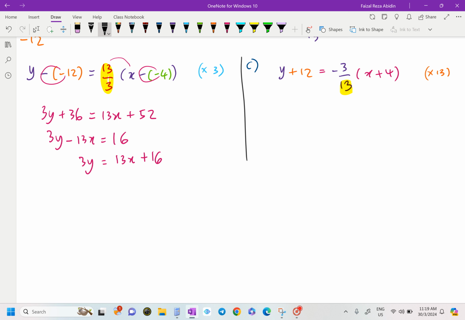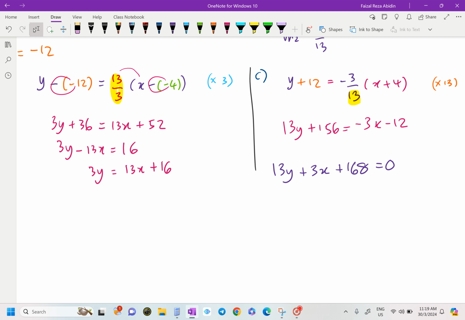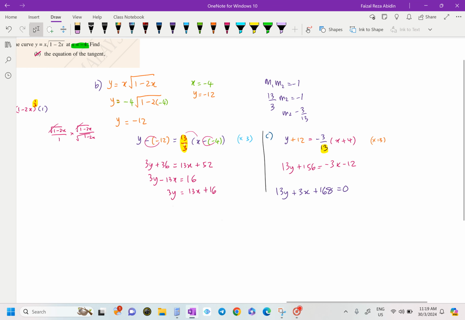So what you are going to get is 13 times y, which is 13y, and 13 times 12, which is 156, equals negative 3x and also negative 12. Everything is going to be negative here, so I want to make it positive. I'm going to bring everything to the left side: plus 3x, and then 156 plus 12 is 168, equals 0. Okay, no problem. So this is going to be your normal equation. That's it. Thank you very much.